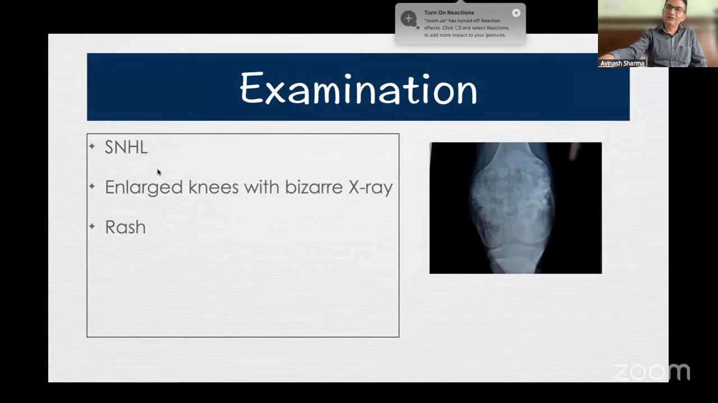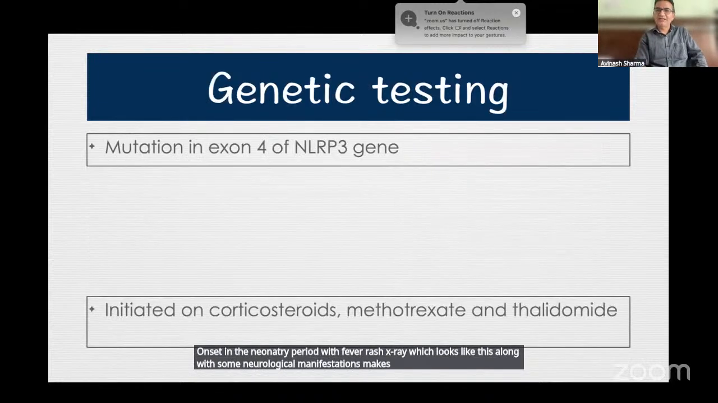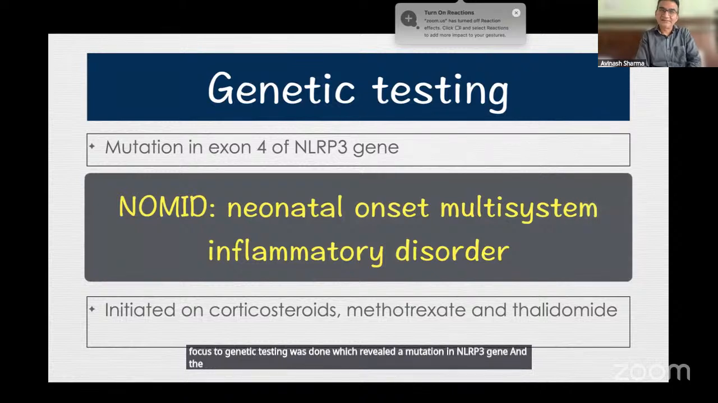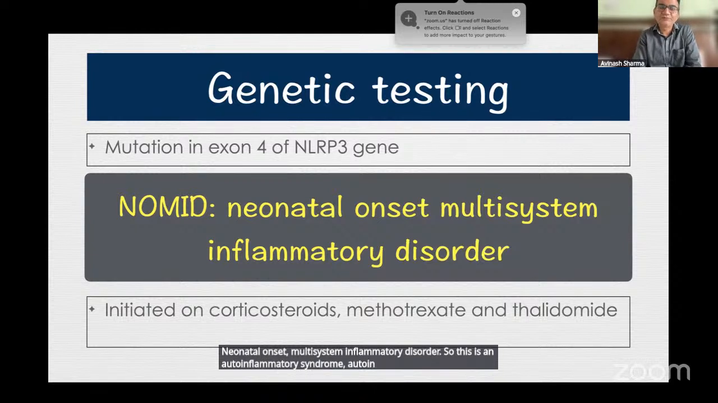Onset in the neonatal period with fever, rash, an X-ray which looks like this, along with some neurological manifestations, makes the diagnosis very easy. A focused genetic test was done, which revealed a mutation in the NLRP3 gene. And the diagnosis was, as the name suggests, neonatal onset multisystem inflammatory disorder. So this is an autoinflammatory disorder which presents right at birth, neonatal onset.